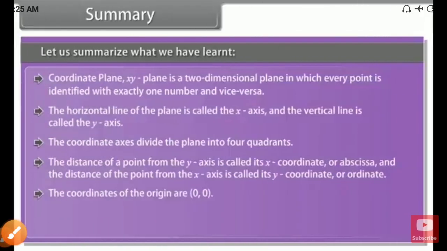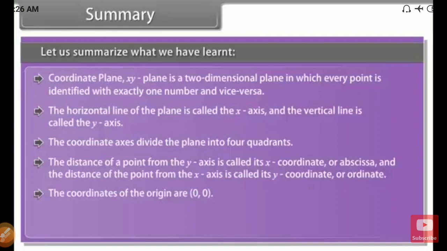Next one, let's summarize whatever we have learned. The xy plane is known as a coordinate plane, the two-dimensional plane in which every point is identified with exactly one pair of numbers and vice versa. Second, the horizontal line of the plane is called the x-axis and the vertical line is called the y-axis. Next, the coordinate axes divide the plane into 4 quadrants. How many quadrants? 4 quadrants. Okay, and you have to know about the signs.